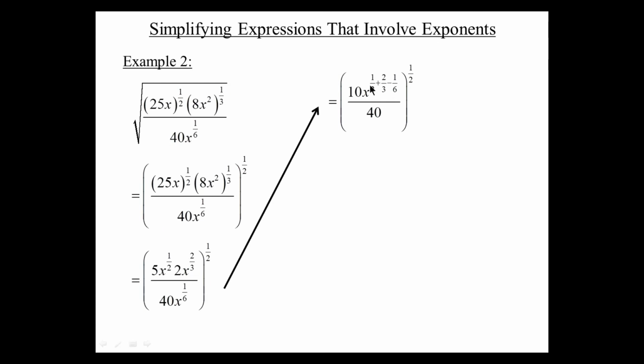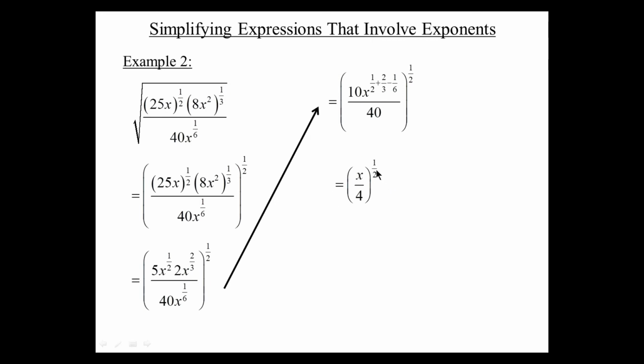Now remember, you have to know how to add and subtract fractions. Those are fractions. We need to add and subtract with a common denominator. And we get 6 over 6. So add these up. This is 3/6 plus 4/6, that's 7/6, minus 6/6. So that's just x to the 1/6 in there. That 1/2 is that 1/2. And 10 over 40 reduces to 1 over 4. The 1 factor is invisible.